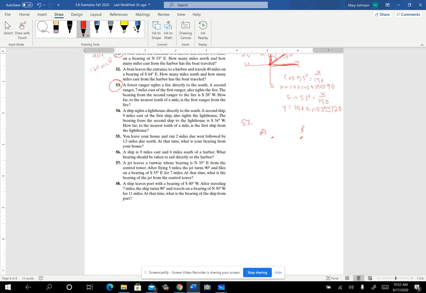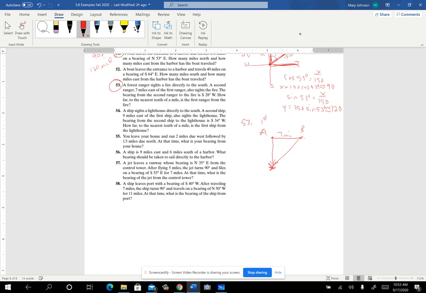Okay. The first guy sights a fire directly to the south of where he is. So here's a fire that's directly to the south. And he sees that one. And then we got this guy over here, Forest Ranger B, who also sights the fire. So he also sees it. Okay. And we know the distance between them is 7 miles. And that tells us the bearing of the second ranger to the fire. And then it says how far to the nearest 1/10 of a mile is the first ranger from the fire.